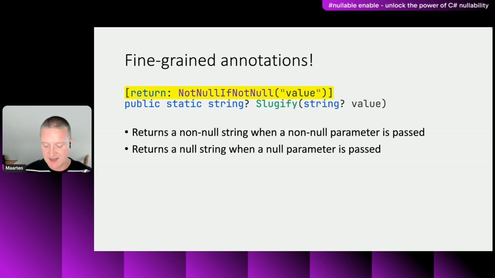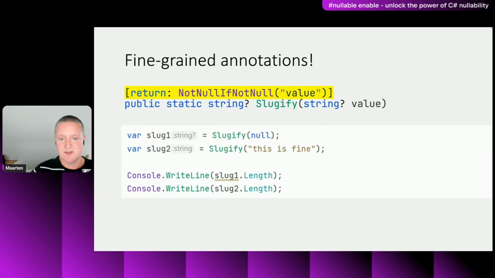And with this, we're helping flow analysis make better suggestions, make better warnings and compiler warnings and so on. So if you do it like this, you will see that on that first example where I pass in null, you will get a warning saying, okay, slug1 can be a null value. Whereas if you pass in a value, you will see that the second line of code or the second slug that we're generating there is not going to potentially dereference a null value there.